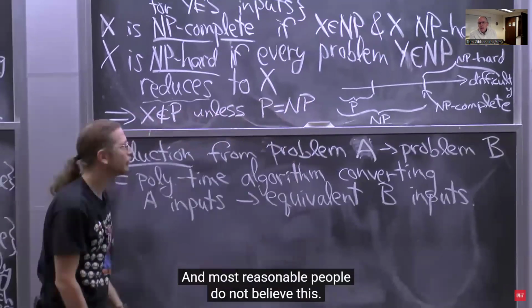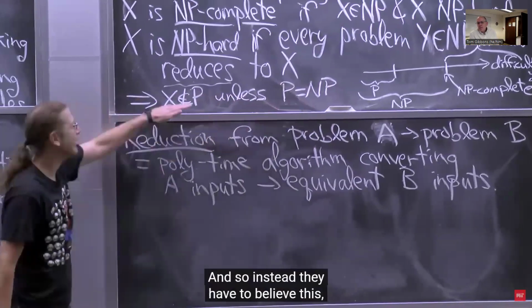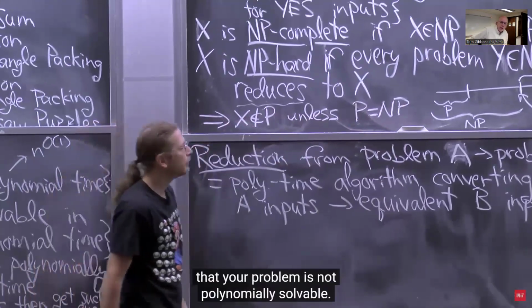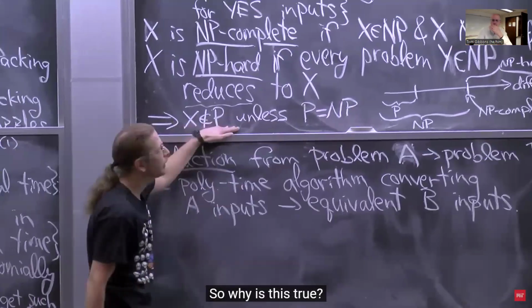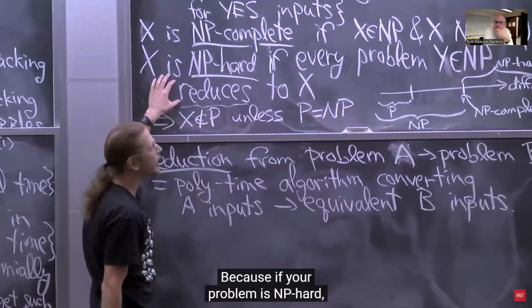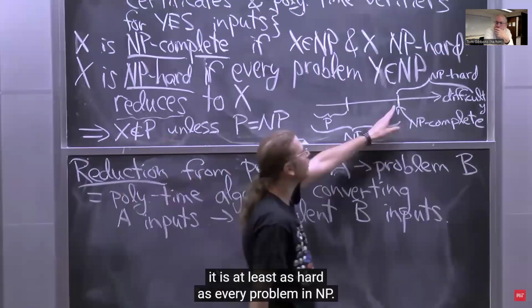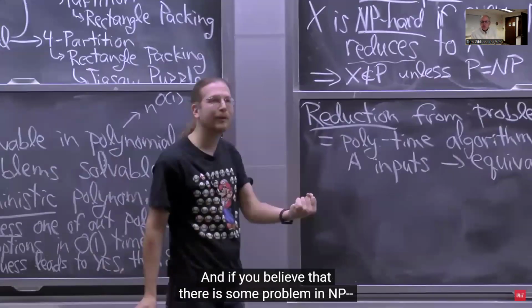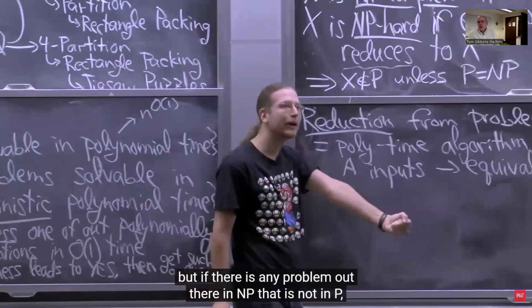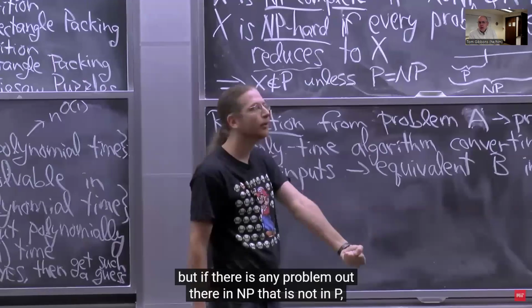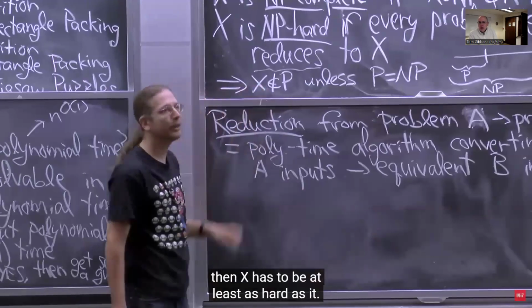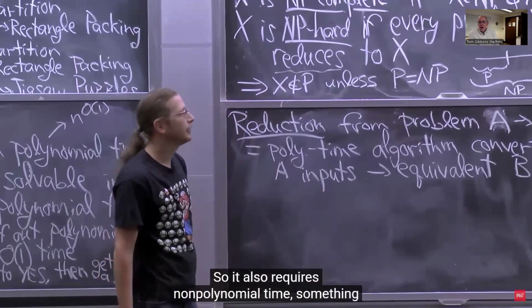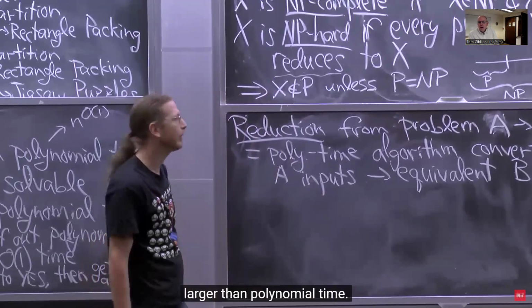And most reasonable people do not believe this, and so instead they have to believe this, that your problem is not polynomially solvable. So why is this true? Because if your problem is NP hard, it's at least as hard as every problem in NP. And if you believe that there's some problem in NP, we don't necessarily know which one, but if there's any problem out there in NP that is not in P, then X has to be at least as hard as it, so it also requires non-polynomial time, something larger than polynomial time.